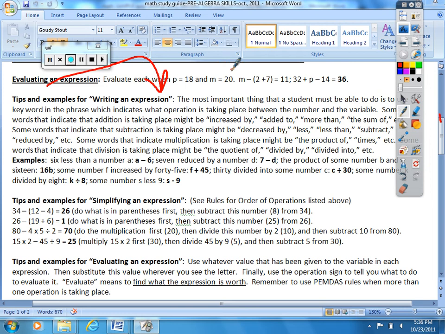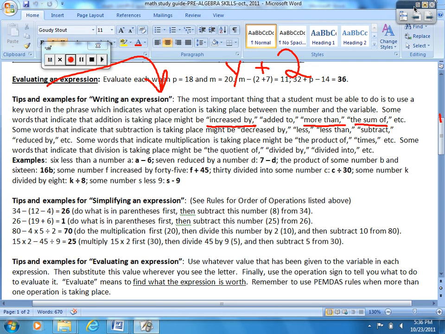If I had this, I know that says there's some number y being added to 2. Pretty simple. But it gets more complex as we go. Increased by, more than, the sum of. Those also mean to add.